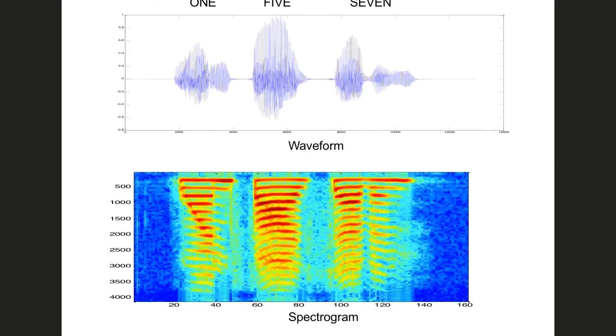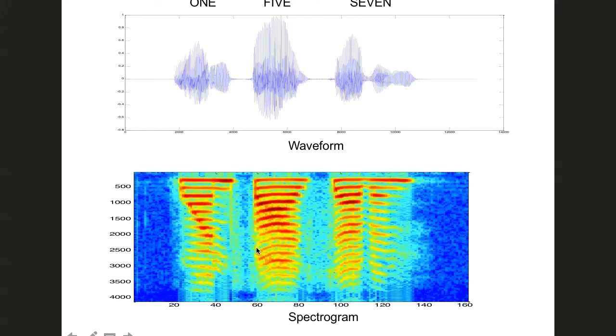Just in case you're not familiar with these representations, this is a waveform of somebody saying 1, 5, and 7. This is called the time waveform, so it's pressure fluctuations over time. And these are silences before and after. So this person spoke slowly and said those words.